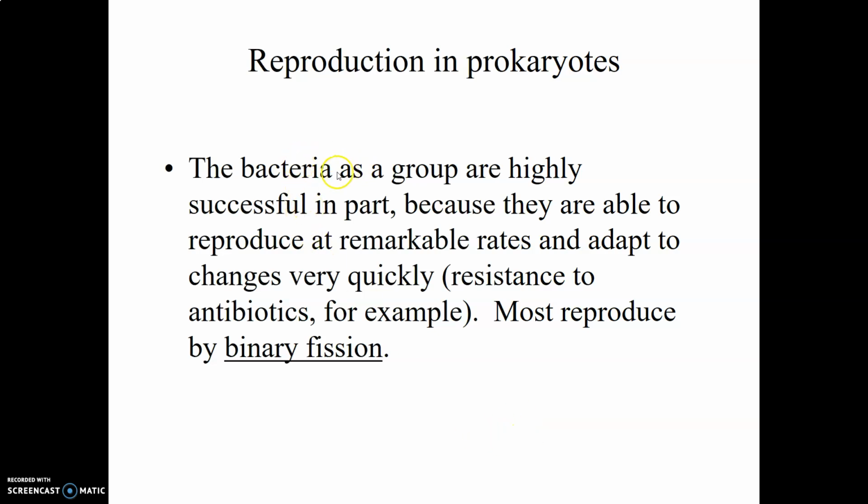As a group, bacteria are highly successful because they are able to adapt at remarkable rates and can adapt to changes very quickly. For instance, it is very easy for certain strains of bacteria to develop a resistance to certain antibiotics, for example. And this is because they have a very, very rapid generation time, simply because they reproduce by binary fission, literally one cell dividing into two.